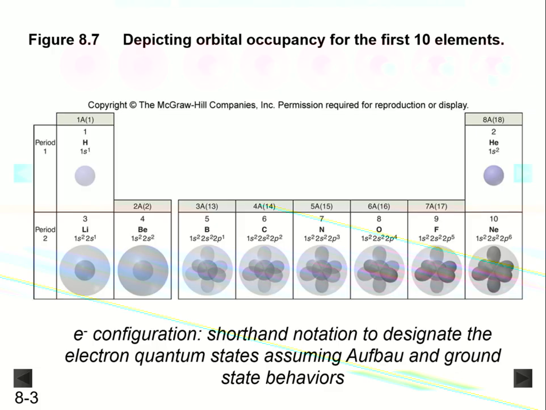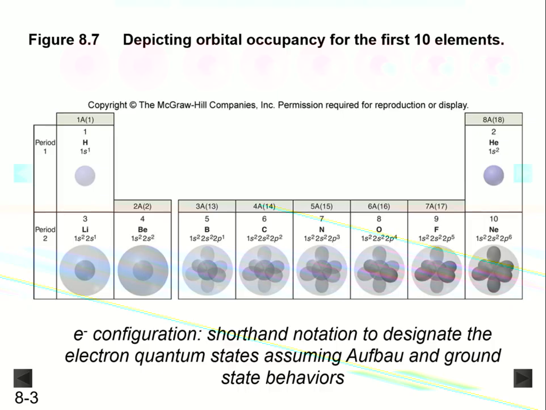Hydrogen has an atomic number of 1 and 1 electron, so it would have an electron configuration of 1s1. That is, there's 1 electron, and that is in the principal quantum number 1 state in the s, angular momentum equals 0 state. Helium has 2 electrons, and there are 2 spaces for electrons, so we designate that as 1s2. Moving to our next element, we have lithium.